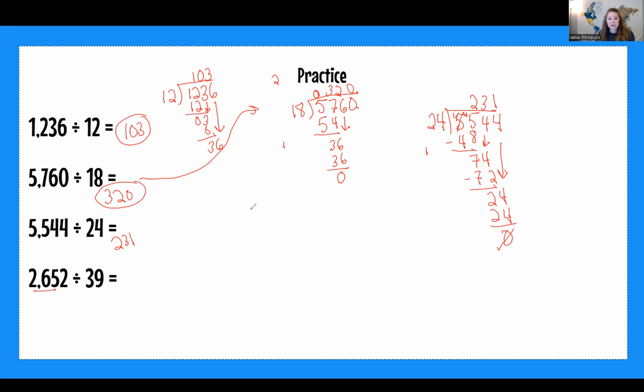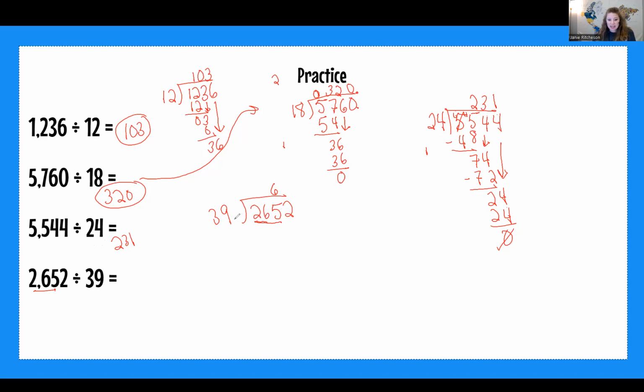All right, the next one, 2,652 divided by 39. All right, 39 won't go into 2. It won't go into 26, but it will go into 265. So I'm thinking this is almost 40. How many times would 40 go into about 260? I think the answer is 6 times, because 6 times 4 is 240, right? 6 times 40 is 240.